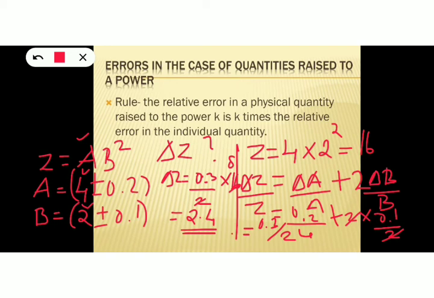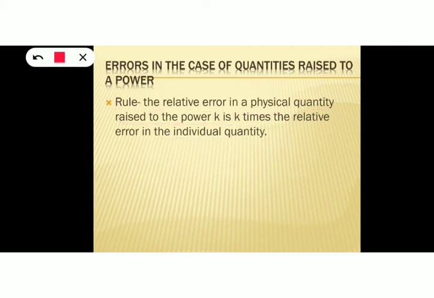So whenever a quantity raised to a power appears in the expression, you must take the relative error and at the same time you must multiply the power of that quantity with its relative error. So this is the rule. The relative error in a physical quantity raised to the power k is k times the relative error in the individual quantity. Okay. Now consider another example.